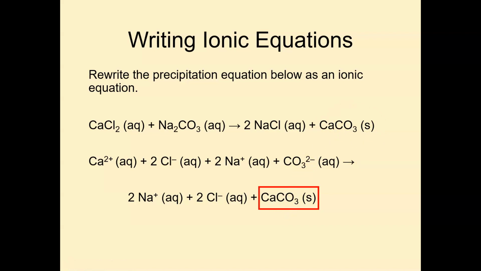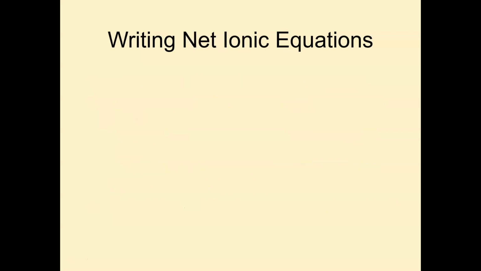All right, we've defined precipitation reactions. We've learned how to identify a precipitate. We have learned how to turn that molecular version of the precipitation reaction into an ionic equation. Now, the last thing to do is to write what's called a net ionic equation.